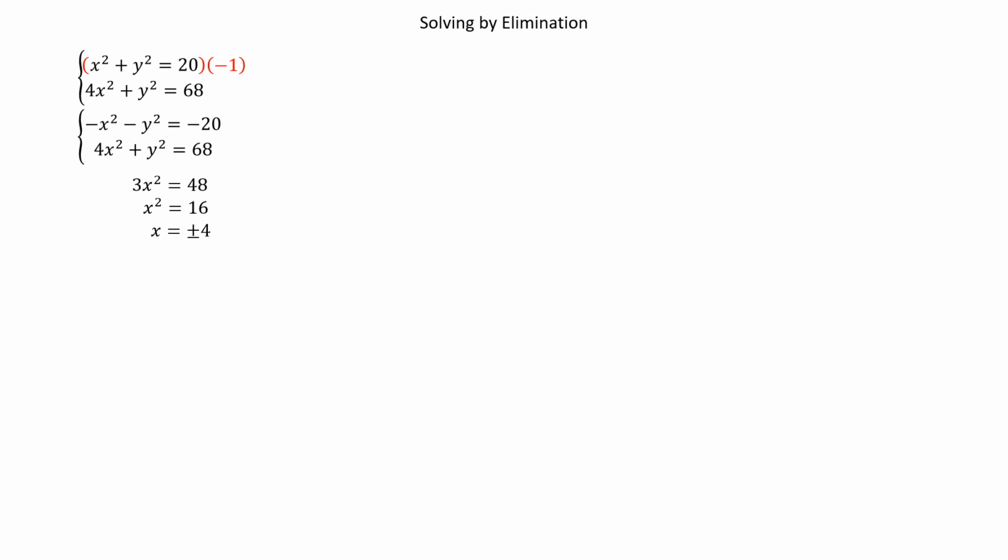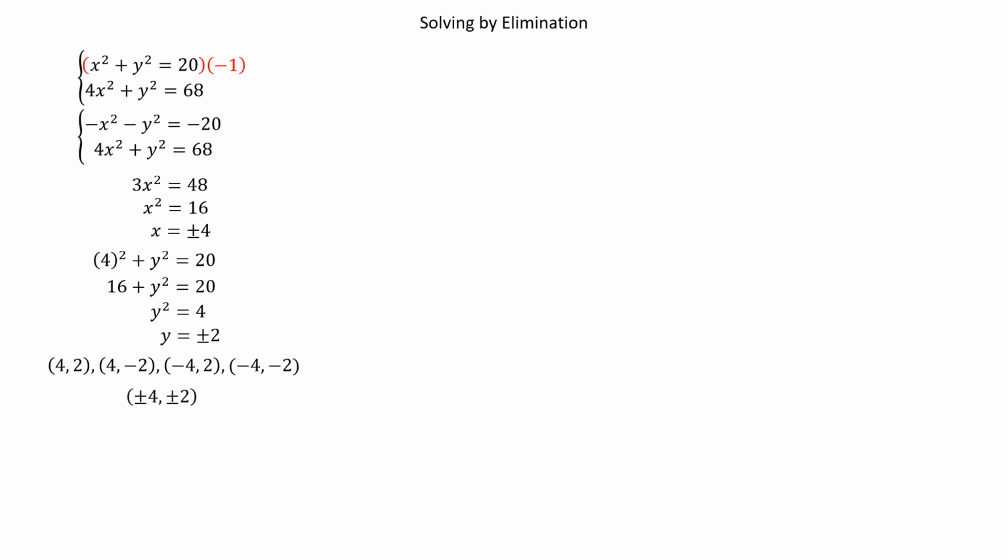Plug that in. Here, it does not matter which one you plug it into, because the plus or minus is going to be squared. It will be positive. So you'd end up with 16 for either of them. And subtract, square root, y equals plus or minus 2. So here we have all 4 possibilities: (4, 2), (4, -2), (-4, 2), (-4, -2), which can be written as plus or minus 4, plus or minus 2.